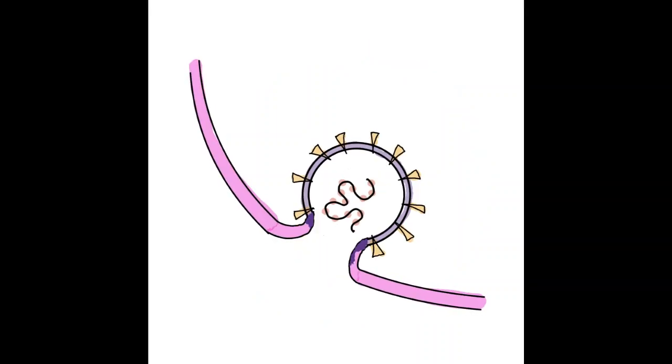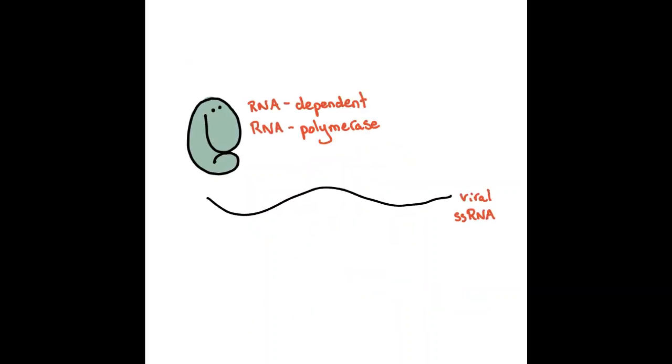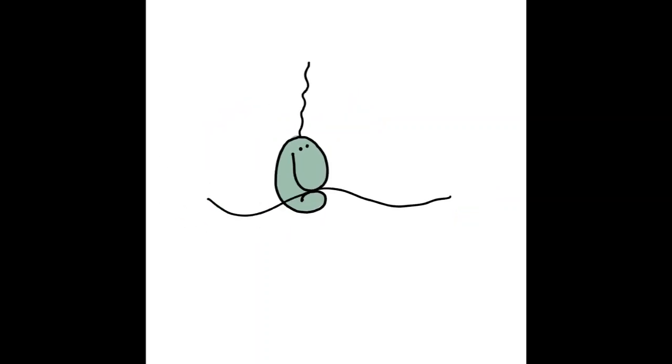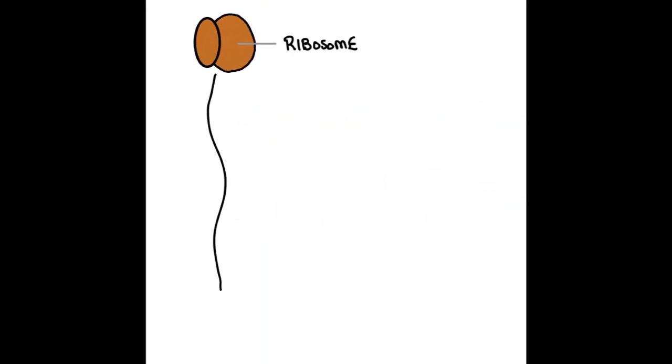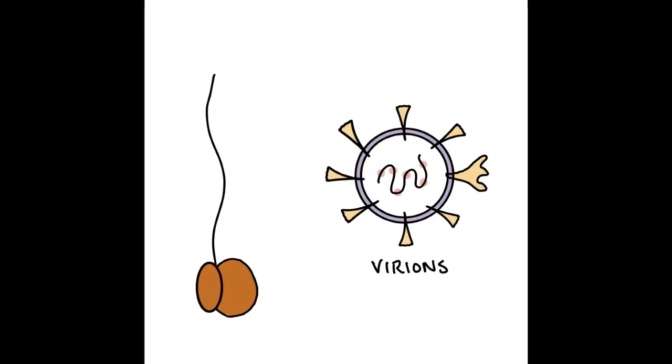The coronavirus RNA genome is released into the host cytosol, where it is replicated by viral RNA-dependent RNA polymerase. The genome is translated into viral proteins by host ribosomes. These viral proteins assemble around the newly synthesized viral genomes to produce virions, which are released from the cell.